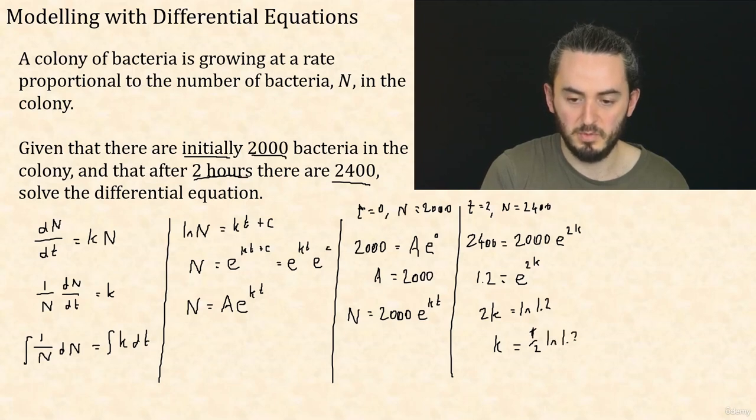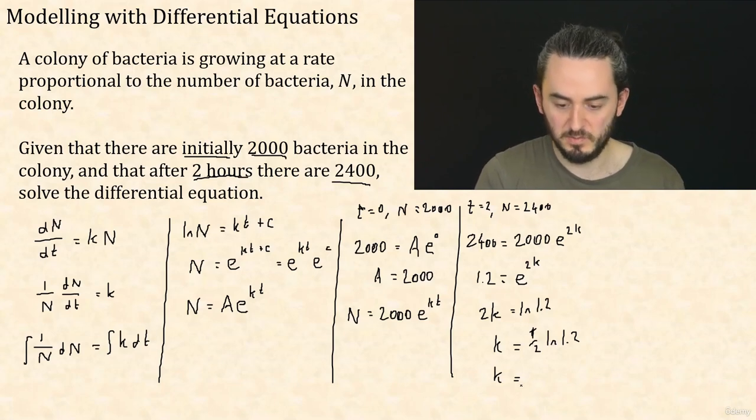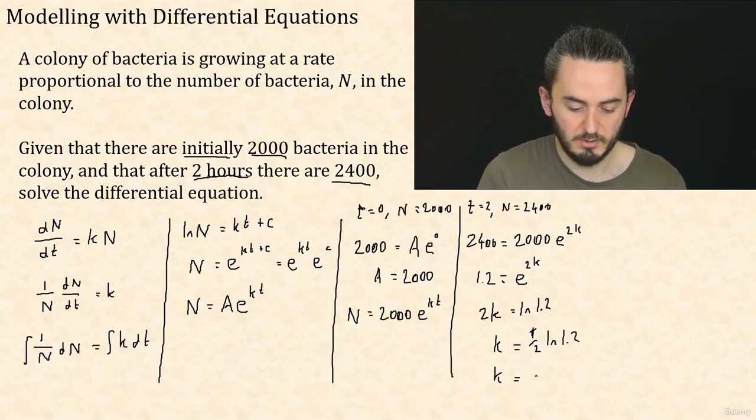ln 1.2. It's a bit messy, but you know, bacteria don't grow in neat ways. I might actually round this to a few decimal places. So 1/2 times ln 1.2 is 0.0912.